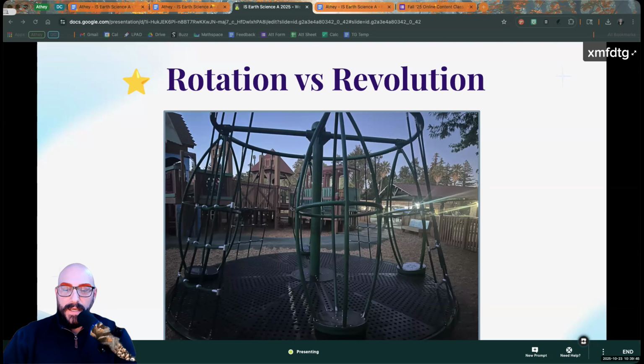Okay, so it was one way to help you remember. T comes before V in the alphabet, right? So rotation is going to be shorter, it's sooner than revolution, right? So rotation is day, revolution is year. Okay, what about a leap year then?